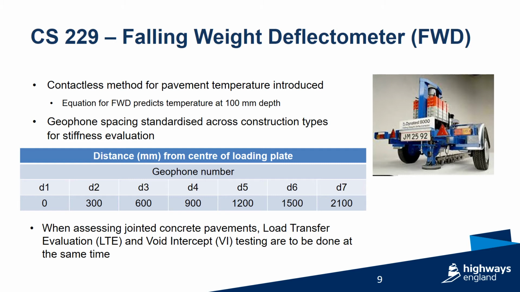To improve the reliability of FWD data, the spacing of the geophones has been standardized for both flexible and rigid pavements. These are shown in the table. The standardization removes the risk of error and confusion. FWD can be used to assess both load transfer efficiency and void intercept in jointed rigid pavements. Where these are both undertaken, they should be done simultaneously, and the load levels for void intercept should be used in the load transfer efficiency testing.